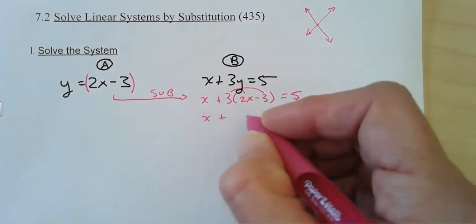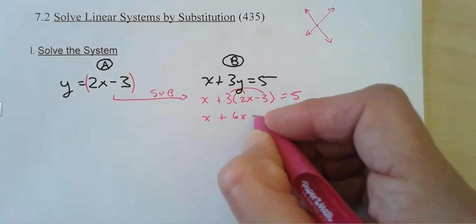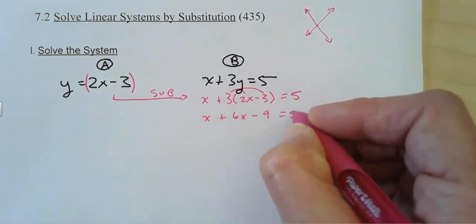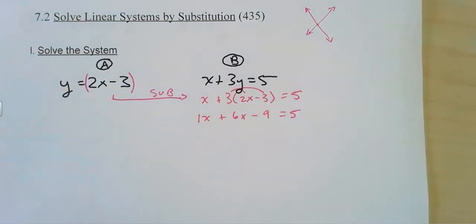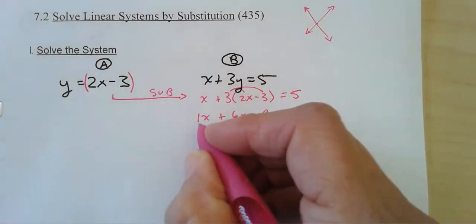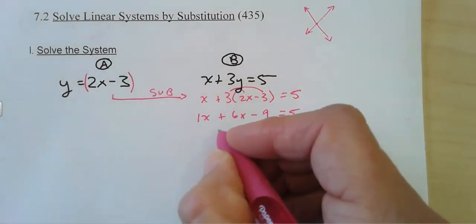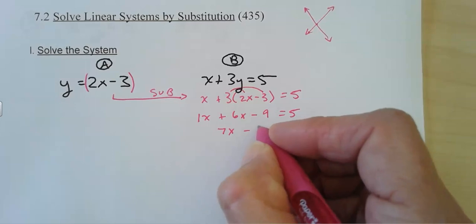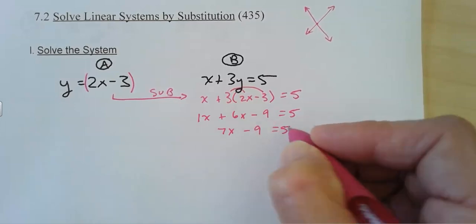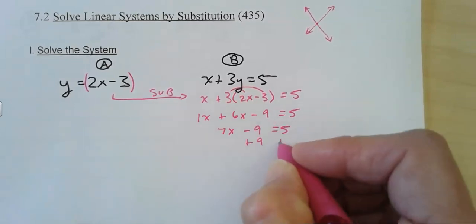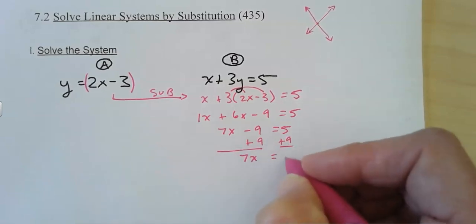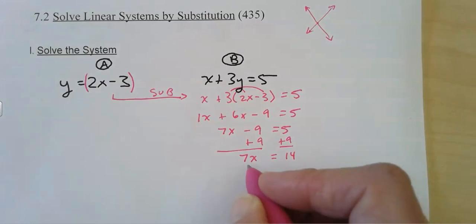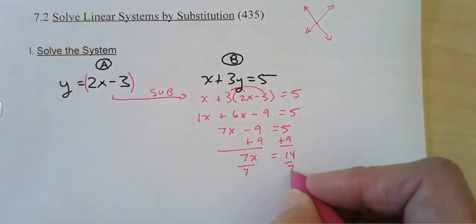We will distribute the 3, 6x minus 9. We'll combine like terms. So we know that when you don't see a coefficient, the coefficient is 1. 1x plus 6x is 7x. Next step, we're going to add 9 to both sides. Again, you can pause the video and come back and check your work. And now to finish it, we divide both sides by 7.